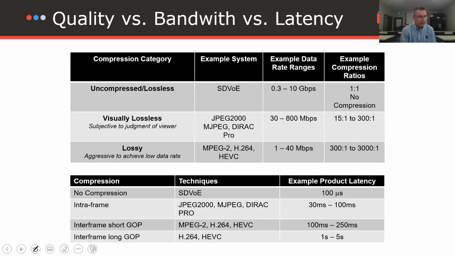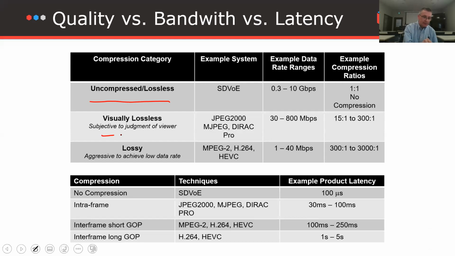So this is a summary sheet between quality, bandwidth, and latency, because it is important to understand. On the quality side, quality is very much related to compression. Over here, you will see in the top category that if we have something that's uncompressed, it should really say uncompressed or mathematically lossless. Mathematically lossless is we're going to throw something away, but we exactly know how to get it back bit for bit. It's almost like a zip file. And that's what SDVOE uses.